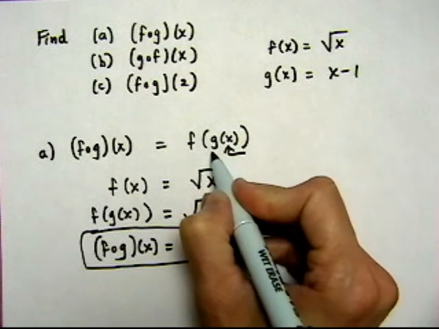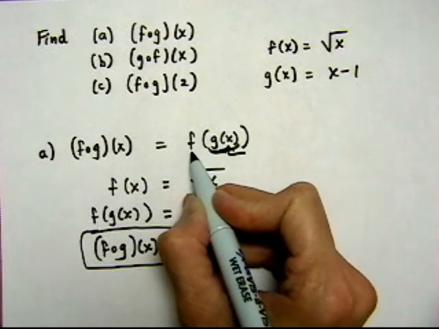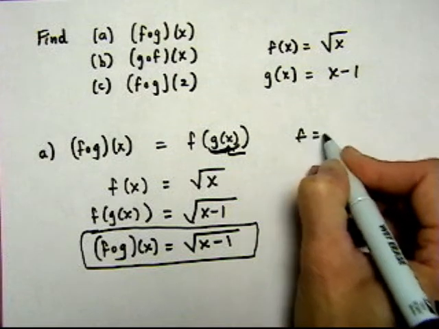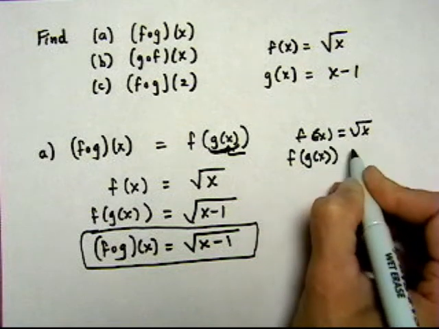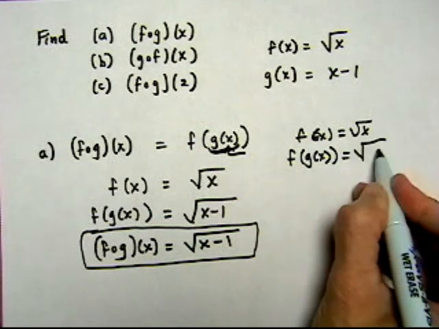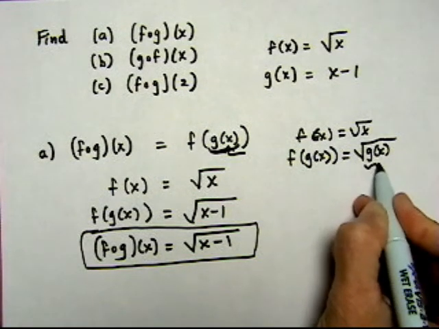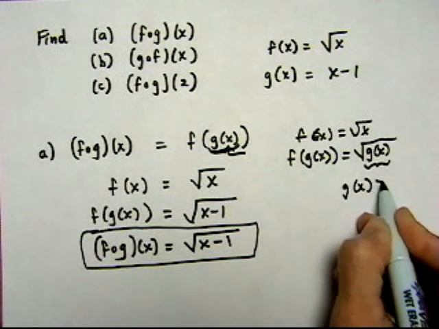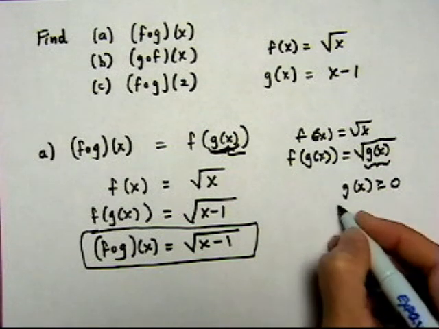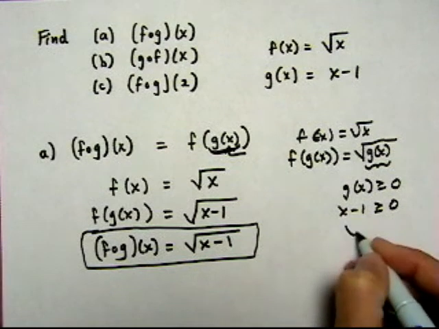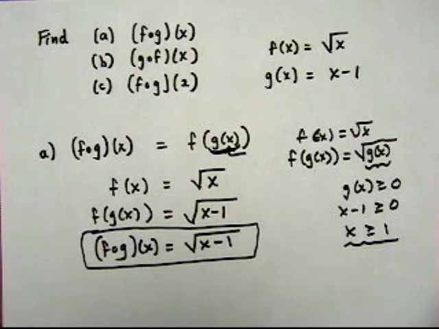Then we also want to make sure that the value g of x is an allowed input for the function f. Now f of x is root x. So when we have g of x as the input, we have square root of g of x. So in other words, we want g of x to be greater than or equal to 0. It can't be a negative number because then we'd have a square root of a negative. Well, g of x is x minus 1, and we need that to be greater than or equal to 0, so x must be greater than or equal to 1. So that would be a restriction that you have on your domain for this function.